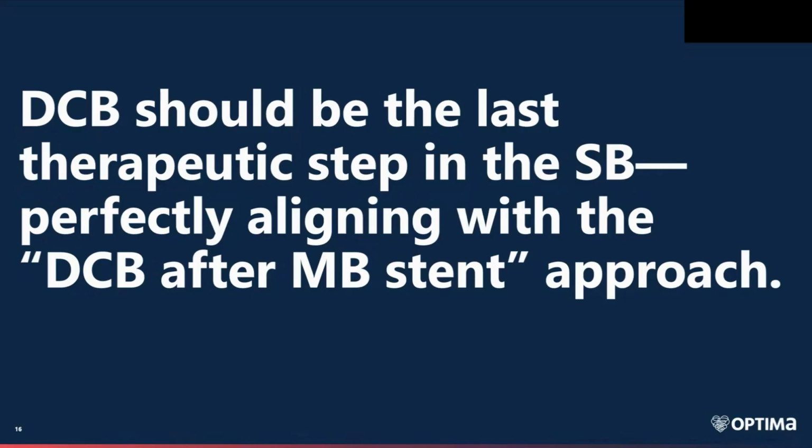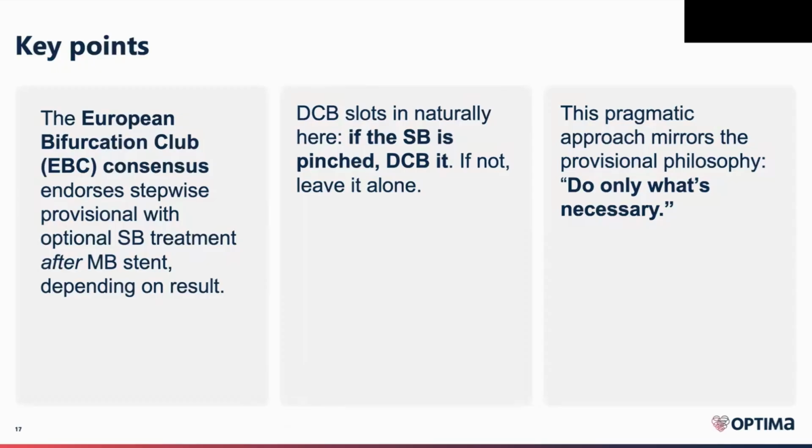And I think this aligns with stenting the main branch first, and then assessing the side branch and deciding what to do with that. So the key points for my presentation, and looking forward to the votes, is the EBC endorsed the stepwise provisional approach for the treatment of most bifurcations. And I think that DCB fits naturally in the step of the provisional approach where you assess the side branch. And then if the side branch is pinched and you have low FFR, DCB it. If not, leave it alone.